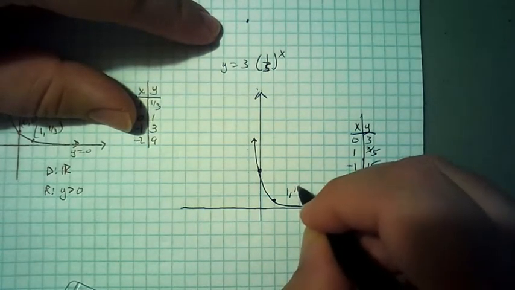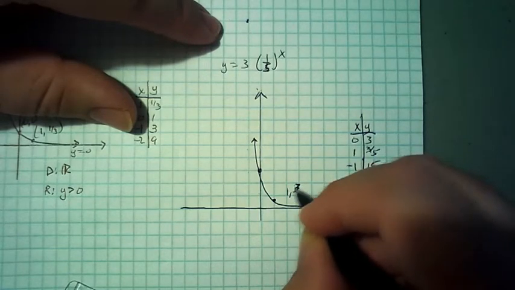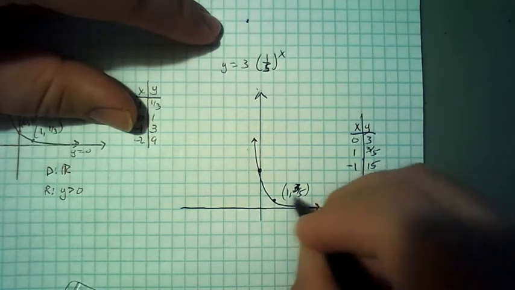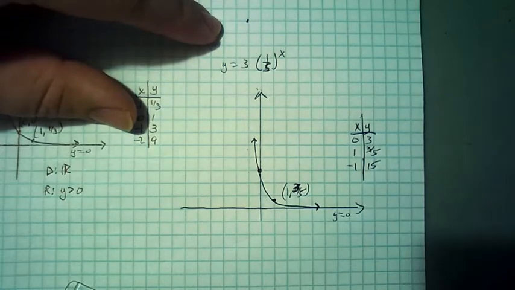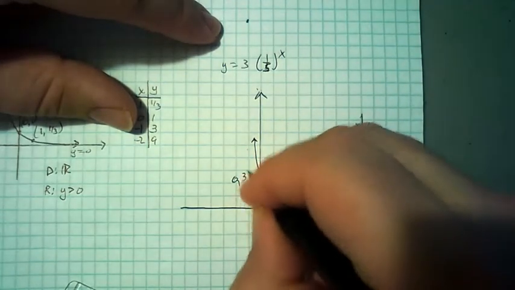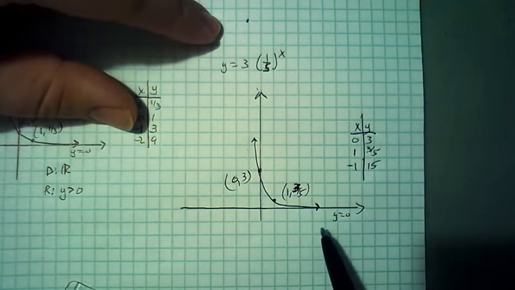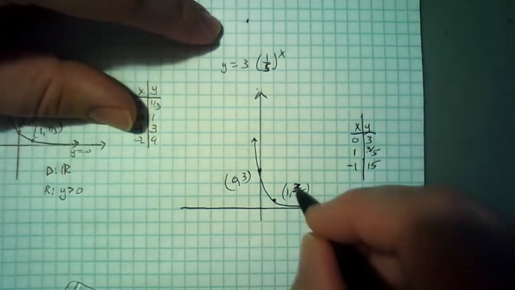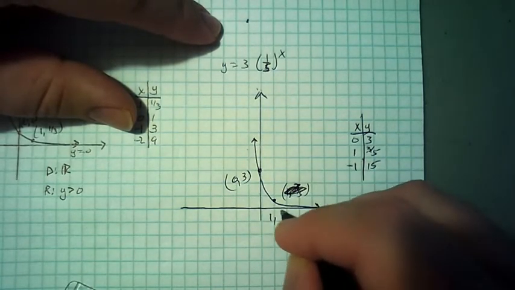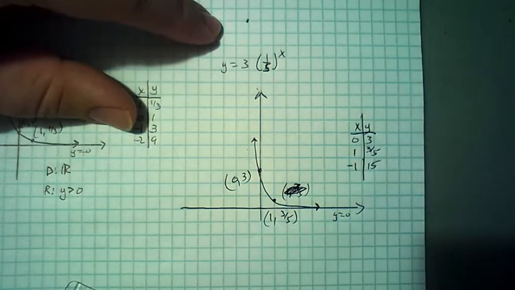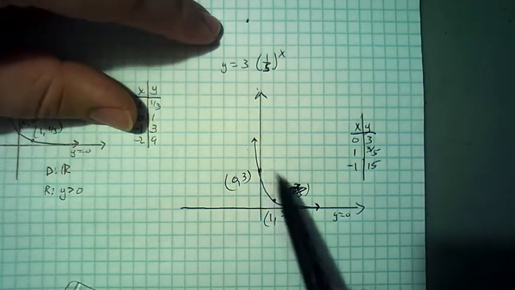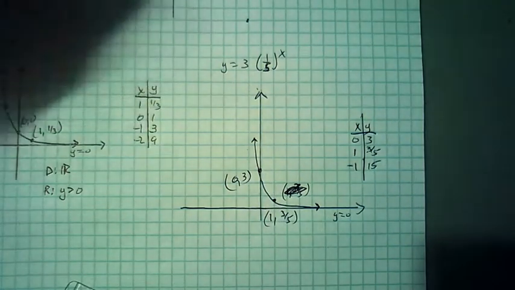1, 3/5 and 0, 3 are my points. Label my horizontal asymptote. You can't even read that. Label my horizontal asymptote and my 2 points.